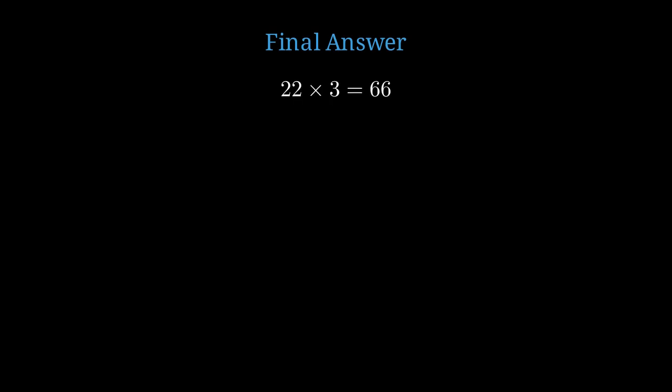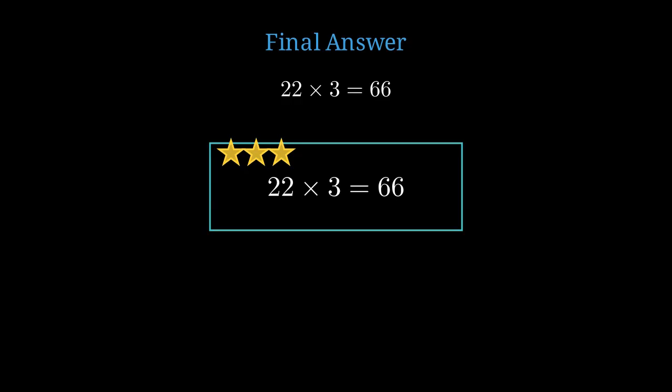22 times 3 equals 66. This multiplication gives us 66, which we verified using 3 different methods.